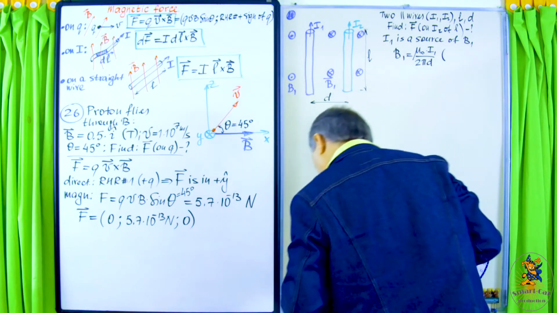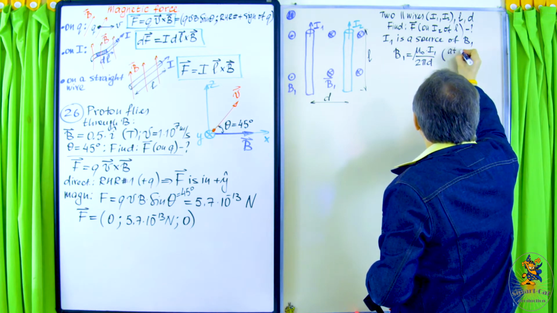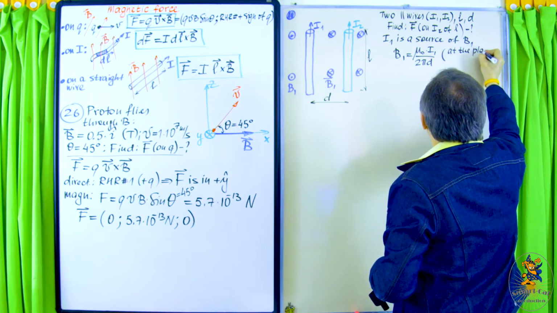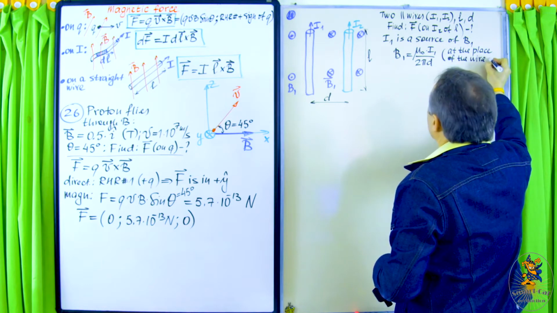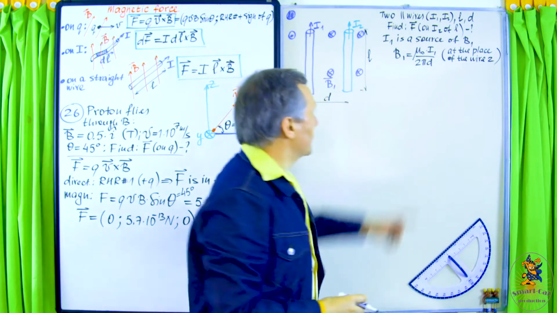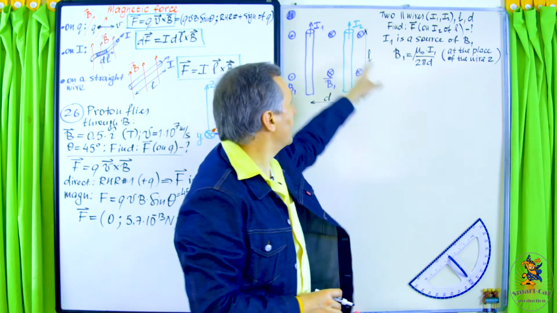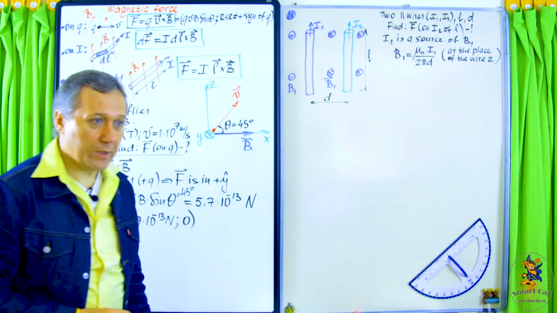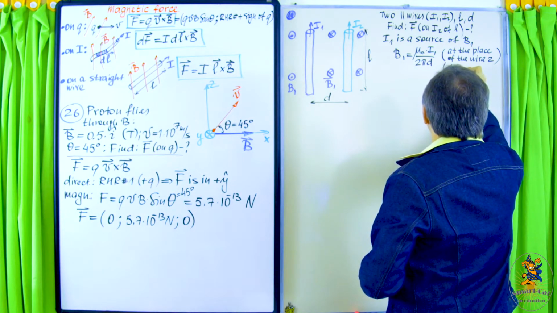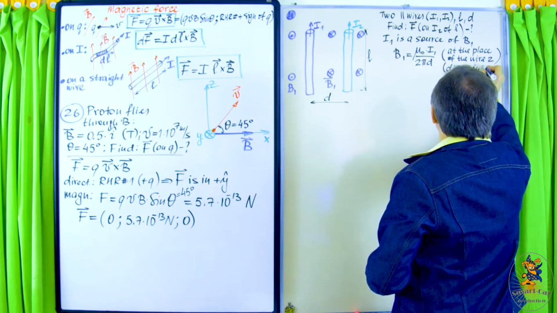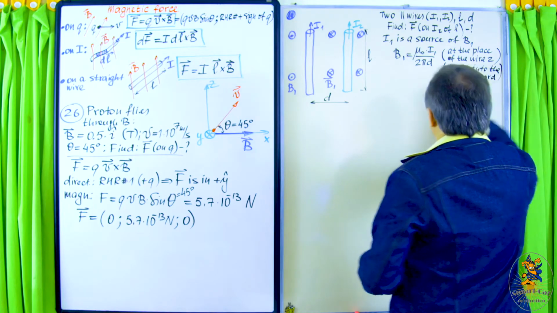So that's how I wrote it, at the place of wire 2. Instead of r, I wrote d, which is the distance between the wires. So that's the value of the magnetic field at the place of wire 2. Direction: into the board. And I already showed it on the picture.